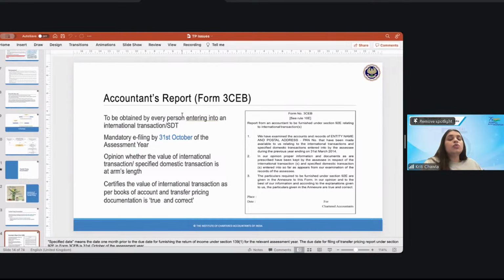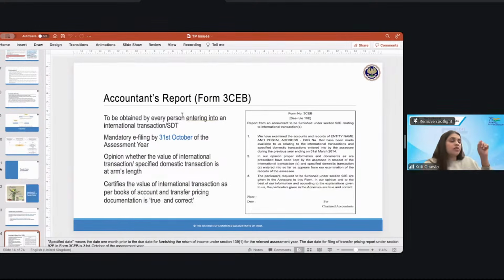So it provides a true and fair view. It also says that the value of international transaction and specified domestic transaction is at arm's length. So this was the document that I was talking to you about in the last lecture, wherein there will be three parts to it. There will be the first part, which will talk about the general information about the taxpayer, their PAN, their address, etc., and what are the associated entities.